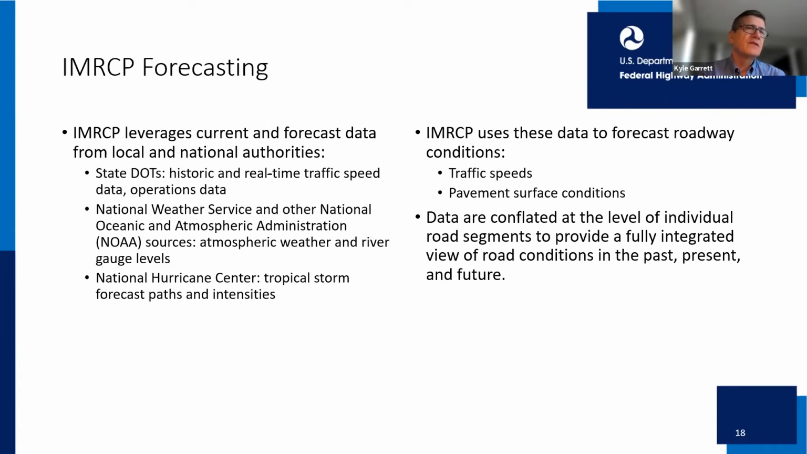IMRCP pulls all of those together then to forecast the roadway conditions, specifically the speeds and the pavement surface conditions. What may be a little different is that IMRCP also conflates all of that data at the level of individual road segments so that you get a fully integrated view of road conditions across the past, the present, and the future. This goes down to the level even of being able to distinguish at grade segments from bridge segments. The elevations are included as part of this. Next slide.